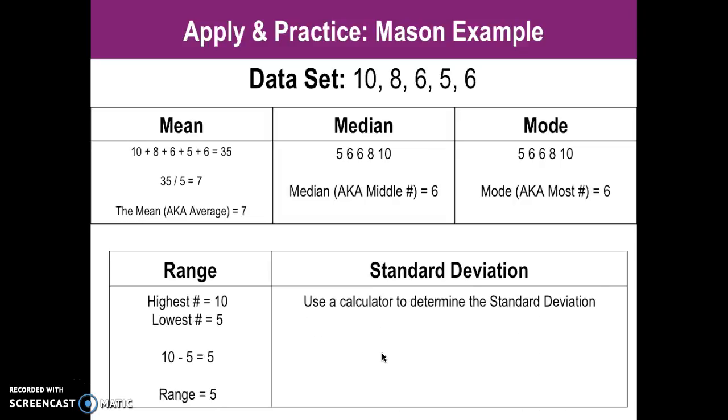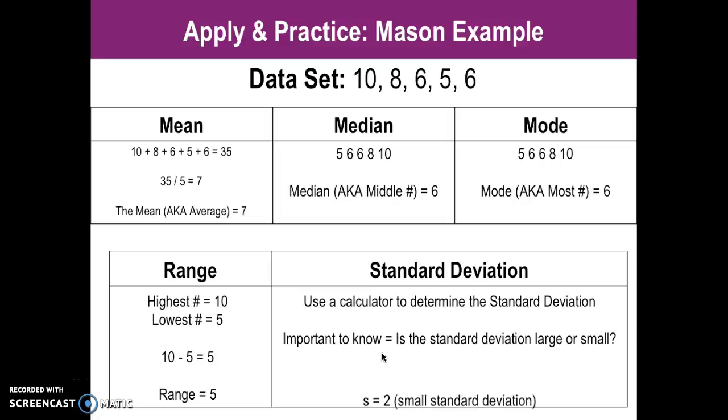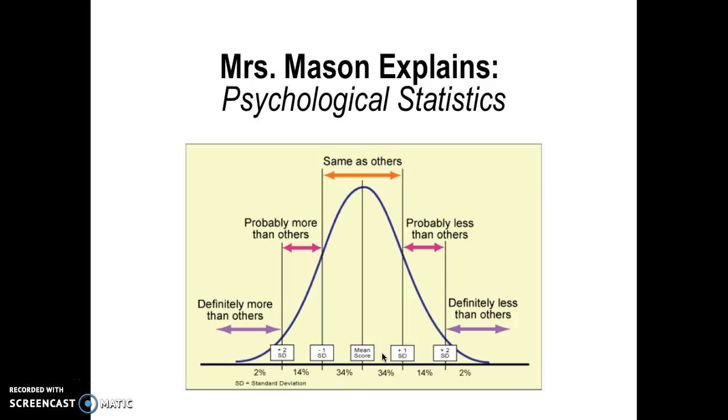Standard deviation: use a calculator. What's really important to know is whether your standard deviation is really large or really small. This is going to tell you if something is statistically significant. We have a pretty small standard deviation of a positive 2. So here's the example of what you're going to do for your apply and practice. Good luck, have fun with it. And this is the end of Miss Mason Explains Psychological Statistics.